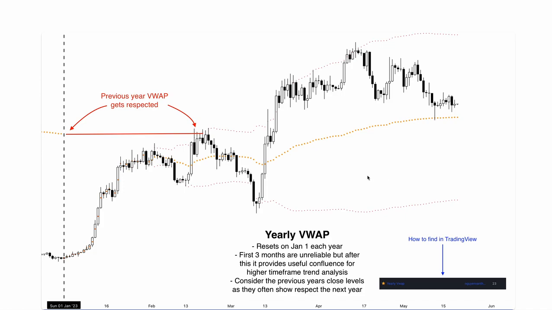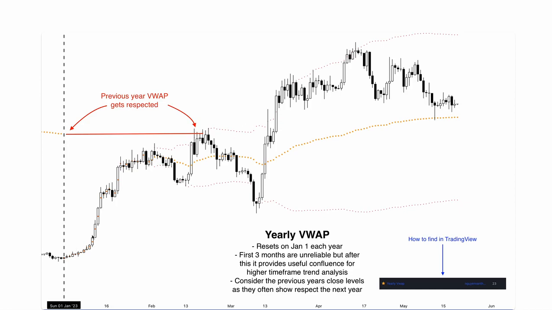The first 3 months are unreliable. Look here, this is January. You notice that in the first 3 months there's barely any bands, there's barely anything to trade in because it's a new period. But after this, it provides useful confluence for higher time frame trend analysis, as you can see that later in the year, price respects the upper band, 1 standard deviation.